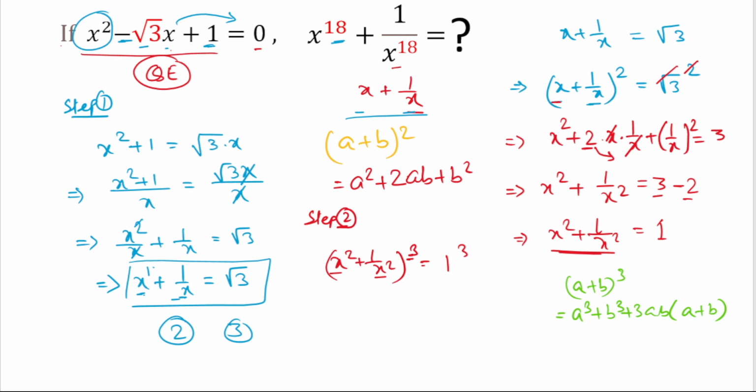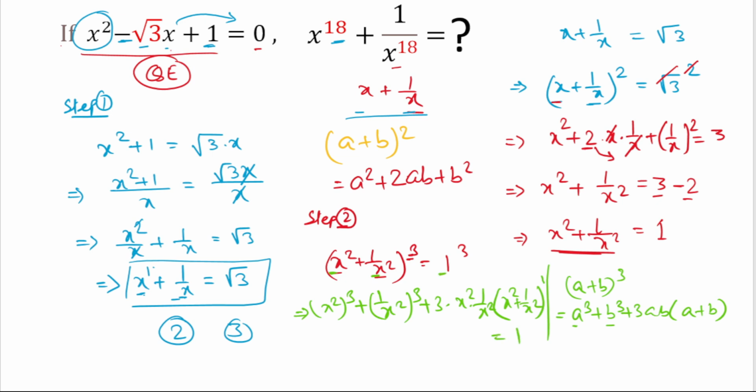So likewise, in place of x² it is a, and 1/x² it is b. So by this formula, we have (x²)³ + (1/x²)³ + 3 times a, meaning x², and b, meaning 1/x², times (a + b), meaning x² + 1/x², and that is equal to 1³. The value of 1³ will be 1.